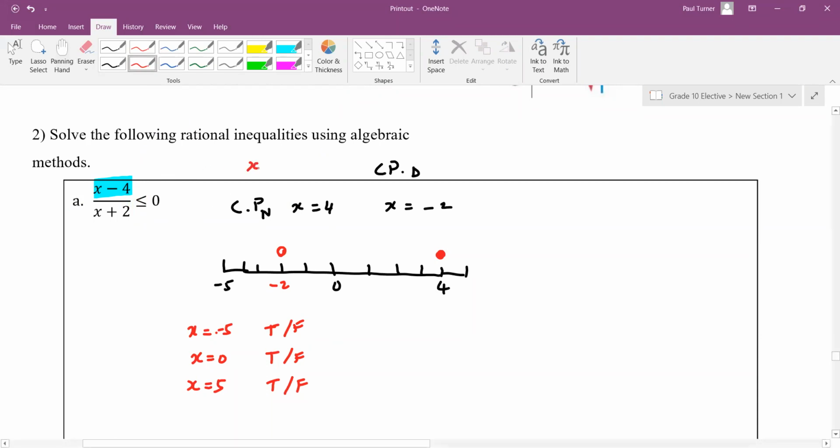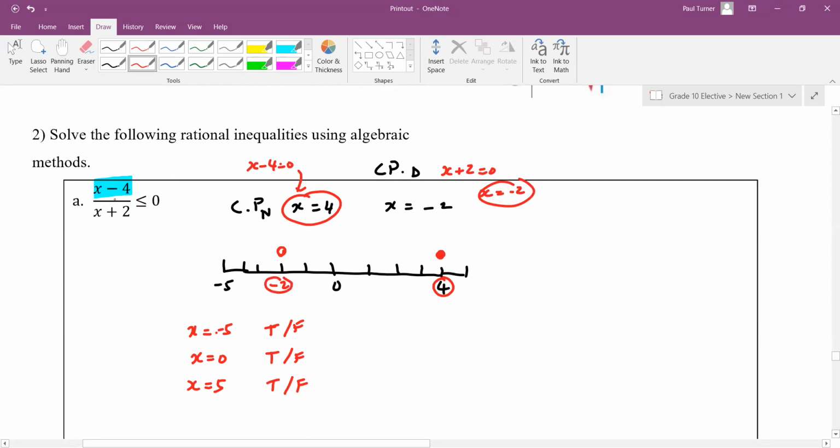So we set that up as x minus 4 equals 0. So we get x equals 4. And we mark that on your diagram here, that's your 4. And from your denominator, x plus 2 equals 0, which means that x equals minus 2. So that's your other critical point, you mark there.